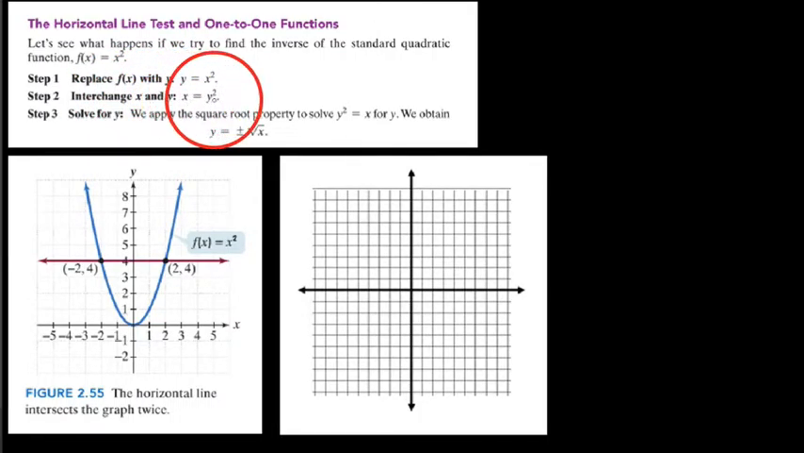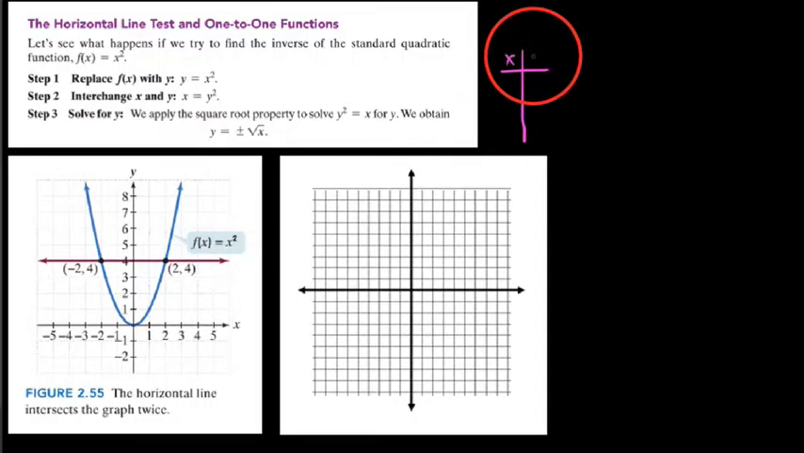So we say x equals y squared. Then our last step is to take the square root of both sides. We apply the square root property to solve y squared equals x for y, and we get y equals plus or minus the square root of x. The consequence here is that we could make a table of values, and you'll see this very clearly. We say x, and then we say, how about y?